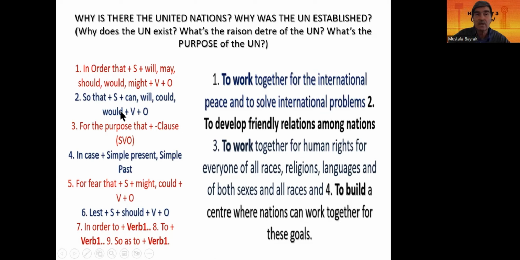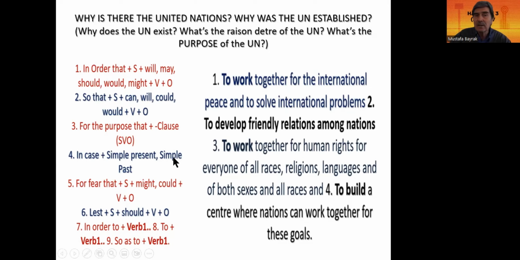There is no "to" here because we give our message by using the "in order that" clause. For example, the "so that" clause. Why was it established? It was established so that people work together for the international peace and solve international problems. Or for the purpose that, for example, why was the UN established? It was established for the purpose that people would work together for the international peace and solve international problems.